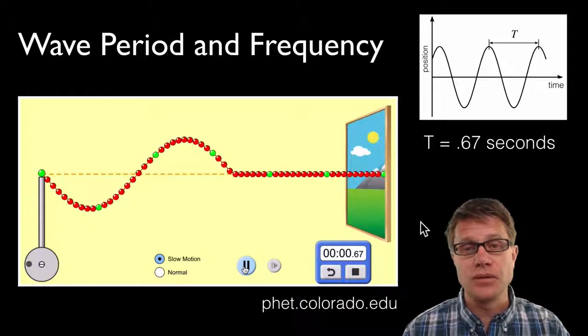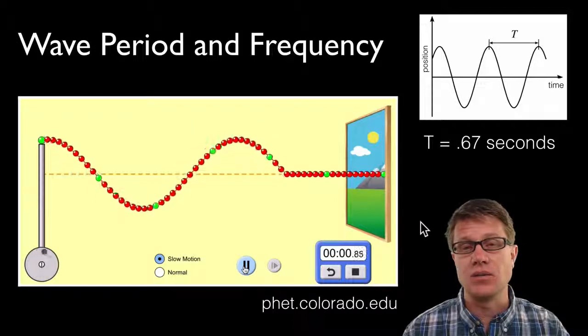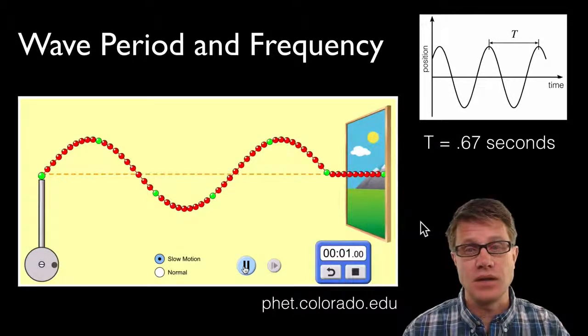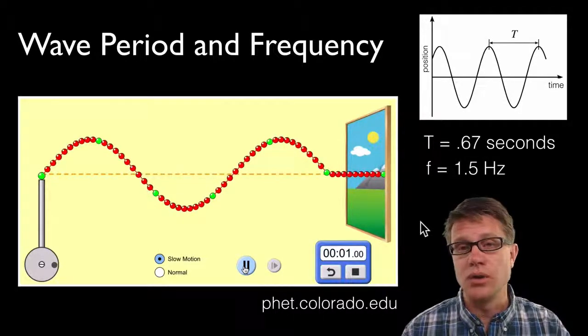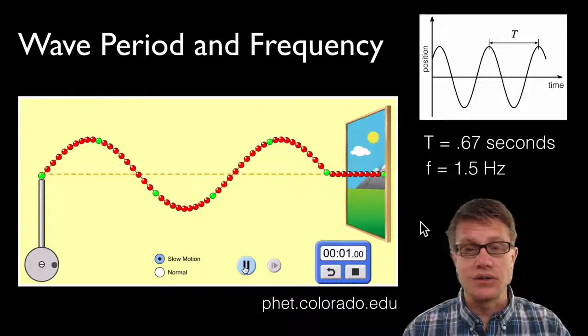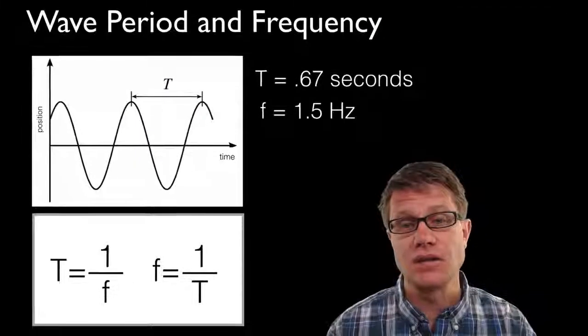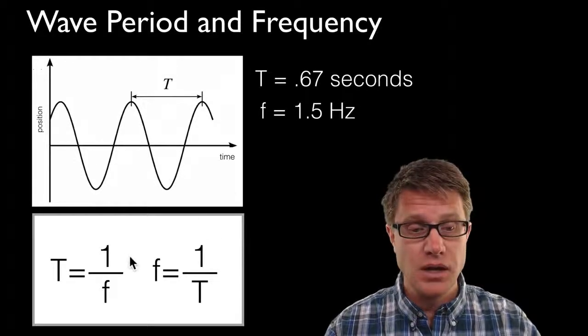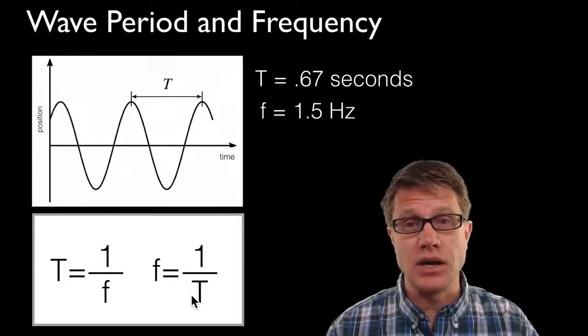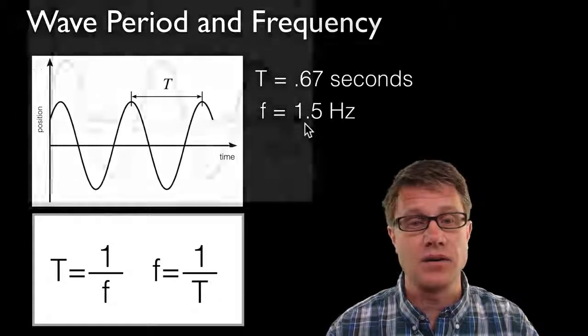Now, if I want to figure out frequency using this simulation, what I could do is just let that clock run until it gets to 1 second. So I've stopped it here, so that's 1 second. And so how many waves do you see on the screen? Well, I see 1.5 waves. And so our frequency is going to be 1.5 hertz. Now, we could have done it just by looking at the simulation, doing some experimentation, or we could just do it mathematically. If we want to convert from 0.67 seconds into frequency, we take the period that we calculated, 0.67 seconds, we take 1 divided by 0.67 seconds, and we'll get 1.5 hertz.